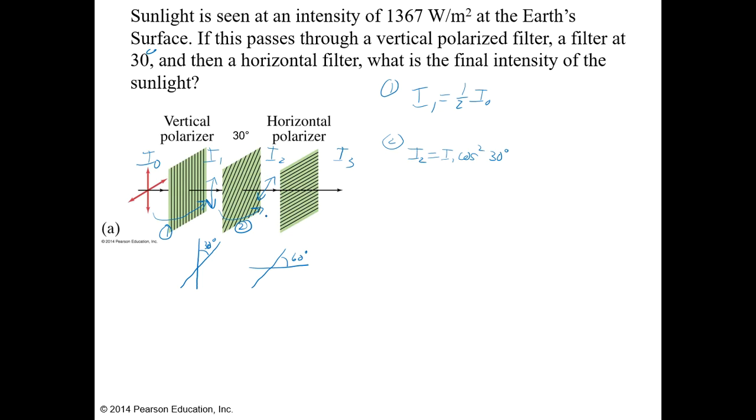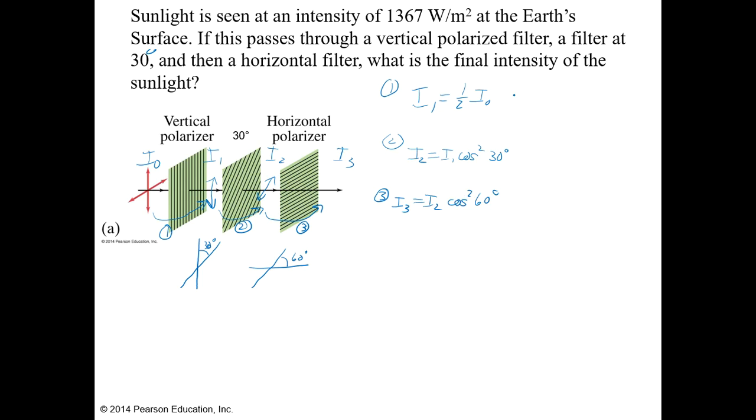Step 3 would be going from I2 to I3, and there you're going from light that's polarized at 30 degrees from the vertical to horizontal, making an angle of 60 degrees like we talked about earlier. Again, polarized light going through a filter, that means we have to do Malus's law, but this time it makes an angle of 60 degrees. Okay, so that's the setup. Let's go ahead and do our calculations now.